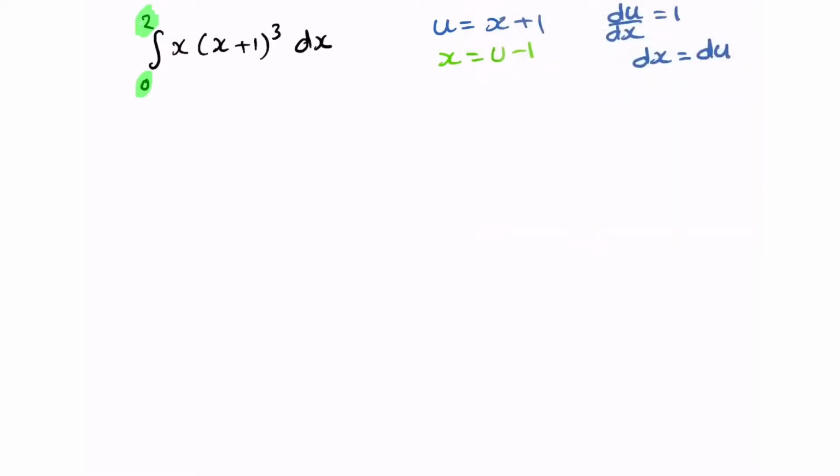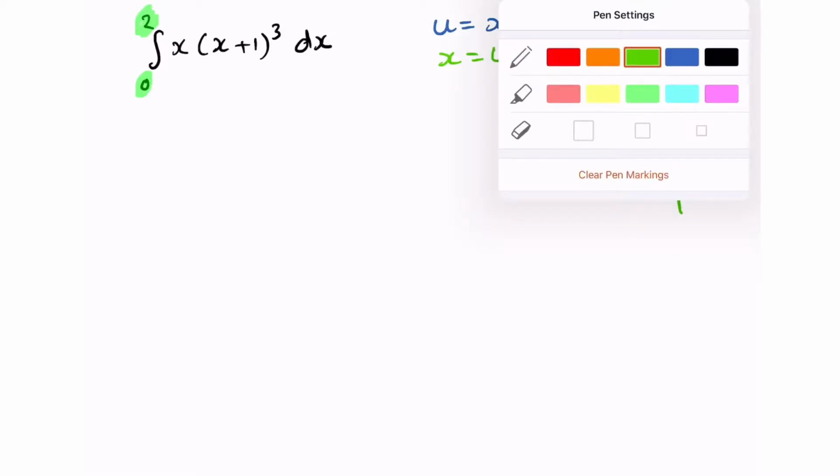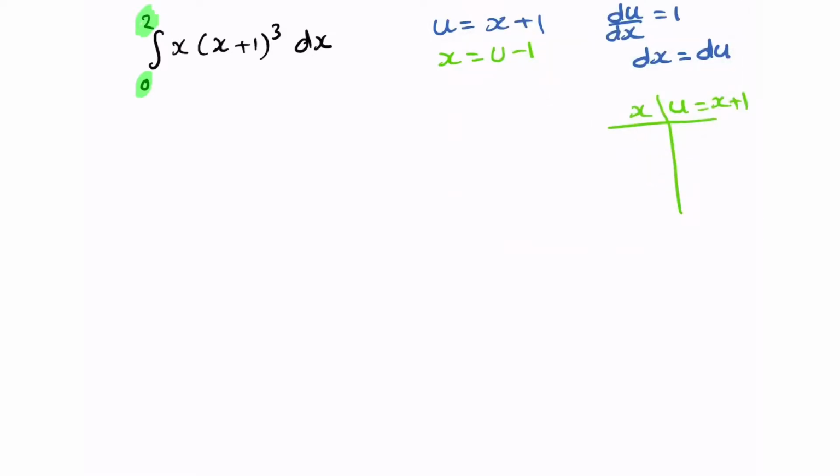Do this again. This is x and u equals x plus 1. The limits we have in the question are 0 and 2, when x is 0 and when x is 2, right? Put them in the same order from top to bottom. It's 2 and 0. So in this case, u will be x plus 1. That means 2 plus 1, so that gives you 3.